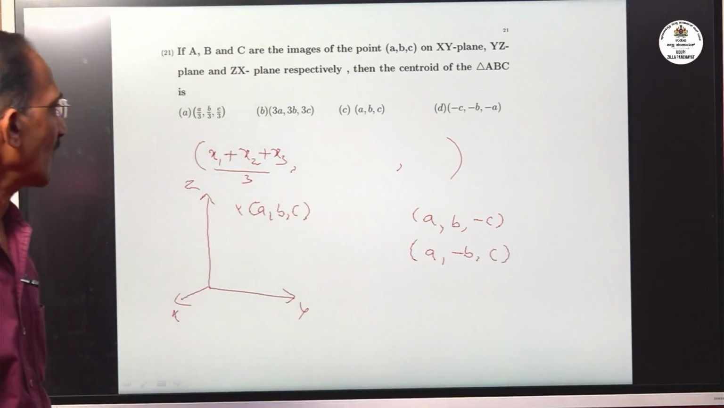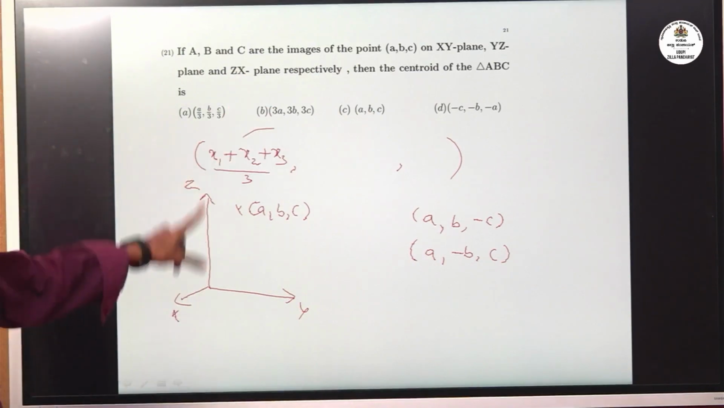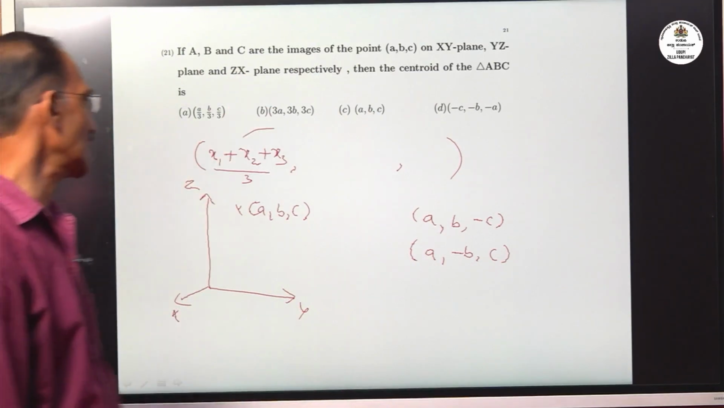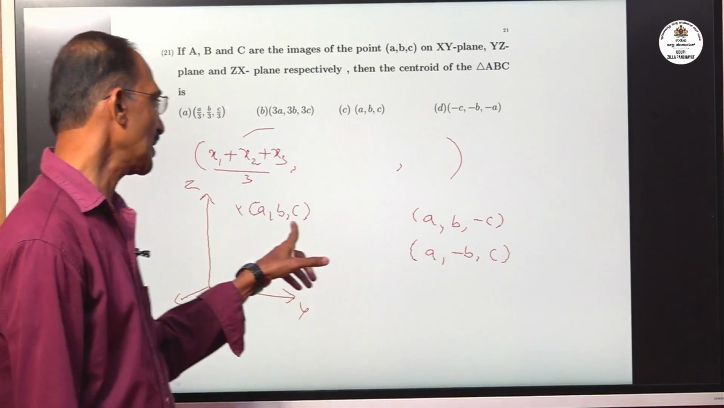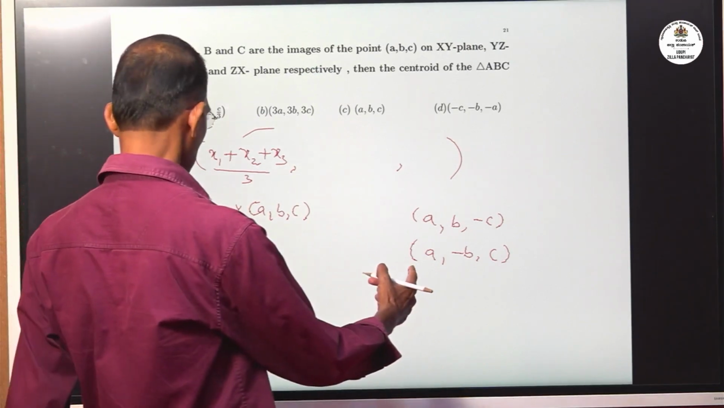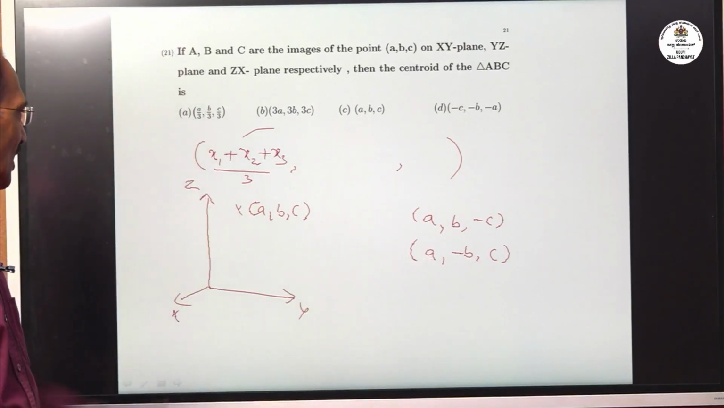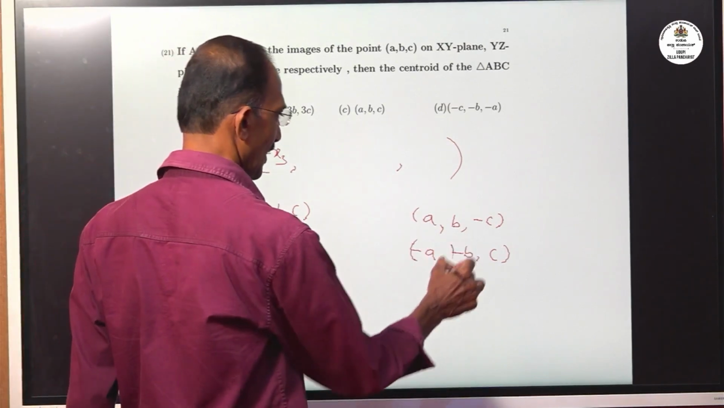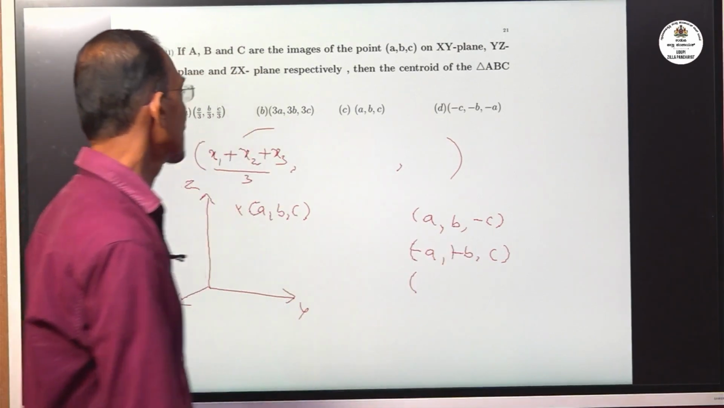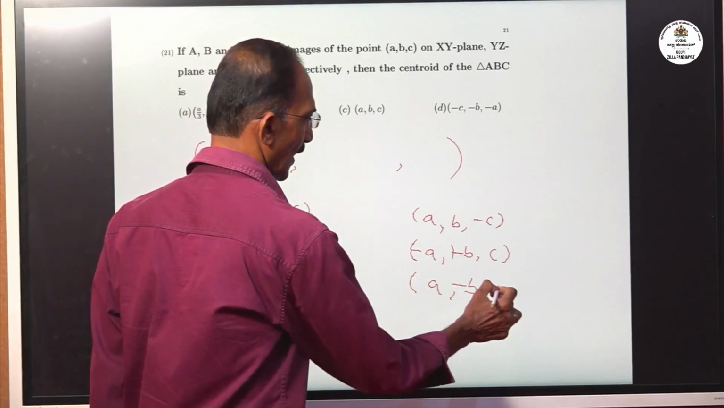So what is the image of this on the zx plane? On the zx plane, you are changing the y coordinate. So clearly, on the yz plane it is minus A, plus B, plus C, and on the zx plane it is A, minus B, and C.